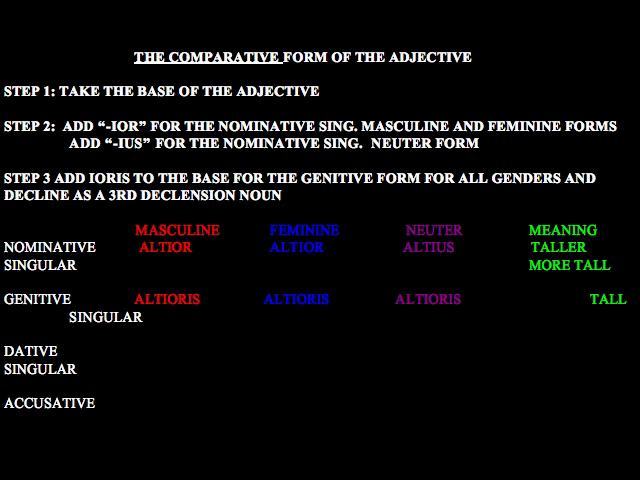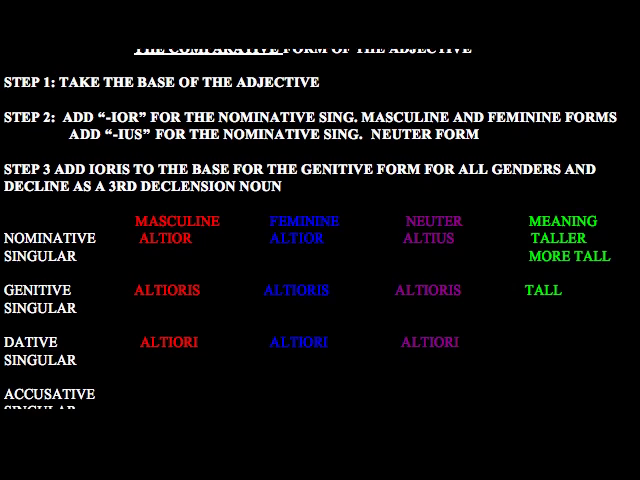IORIS there as well. So notice, by looking at that IS, you know that this is a third declension form. So comparative adjectives are just declined like third declension nouns. So if you know that the genitive is going to be altioris, you know the dative is going to be altiori, and altiori, because I is your dative third declension ending.